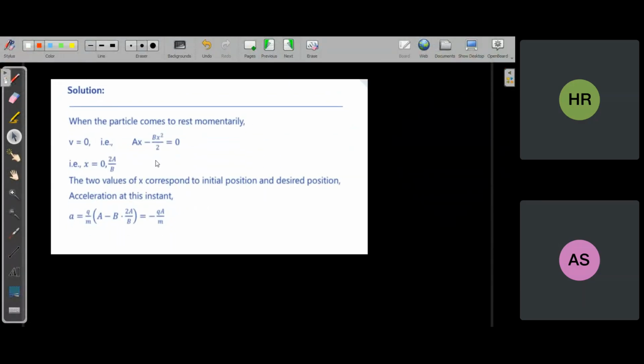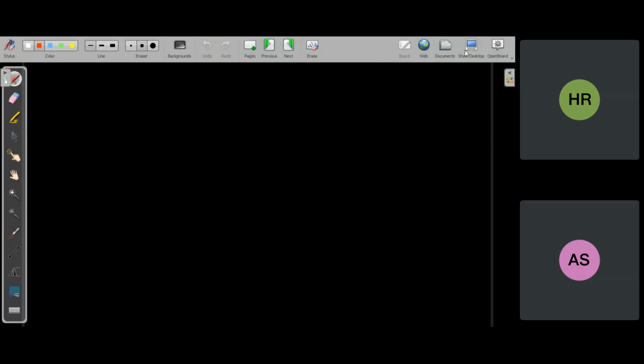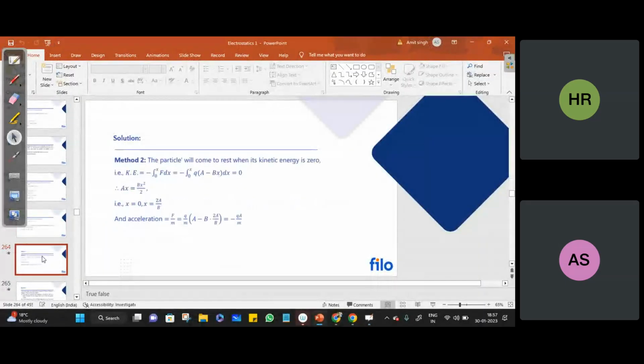See, ax minus bx square by 2 equal to 0. You got the two values of x. So you can do it by work energy theorem, or you can also do it by writing acceleration as v dv by dx, right? Yes, sir. This is work energy theorem.